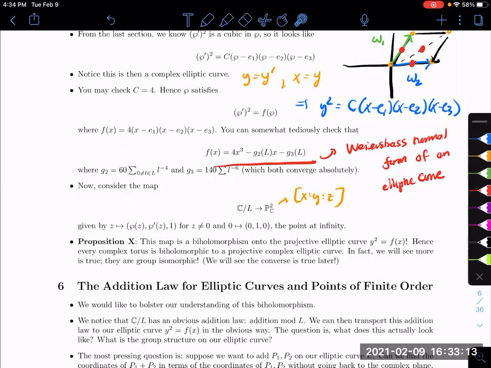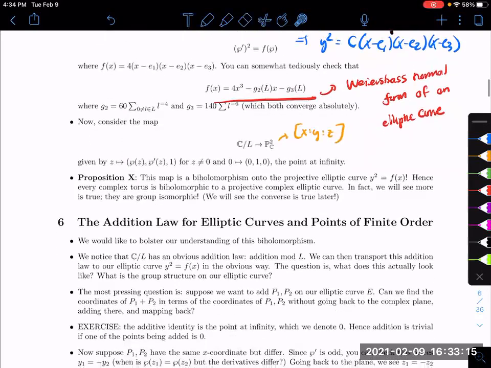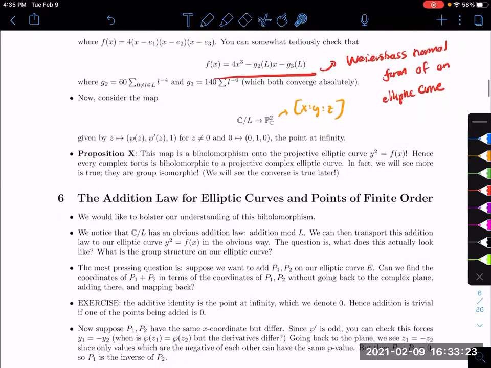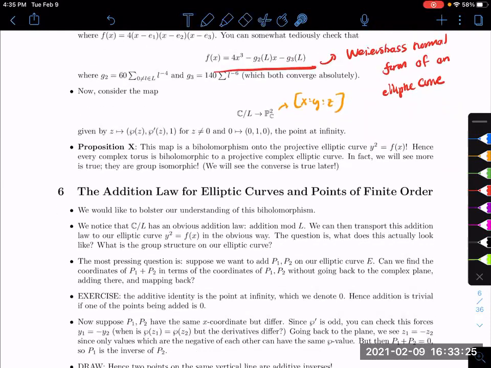Now, some of you may have heard that there's an addition law for points on the elliptic curves. We're going to need to discuss that, so we're going to do that now. We would like to bolster our understanding of this biholomorphism above here. In particular, we would like to turn it into some kind of group isomorphism as well.